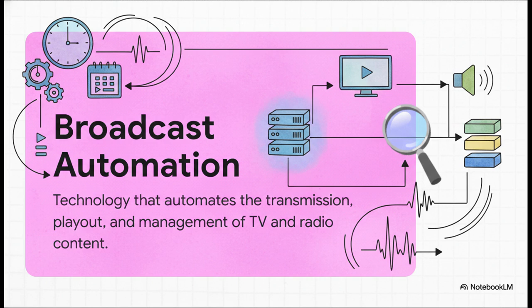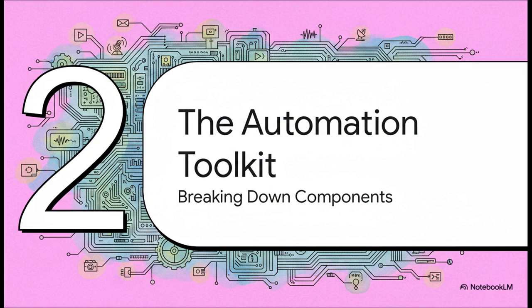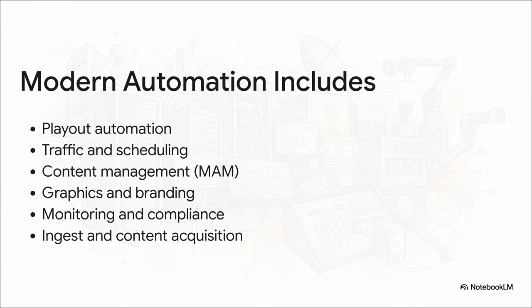Every single time. So, what's actually in this automation toolkit? It's not just one single piece of software. It's really a whole suite of powerful, interconnected functions that all have to work together in perfect harmony. And man, it juggles a lot. You've got playout automation, that's the part that actually plays the video. Then there's traffic and scheduling, which is all about the ads. It includes something called a Media Asset Manager, or MAM for short. Just think of it like a giant digital library for every single show, every commercial. And on top of all that, it handles the graphics, the branding, makes sure everything is legally compliant. It even manages how new stuff gets into the system in the first place. That's called ingest. It's a true master multitasker, for sure.